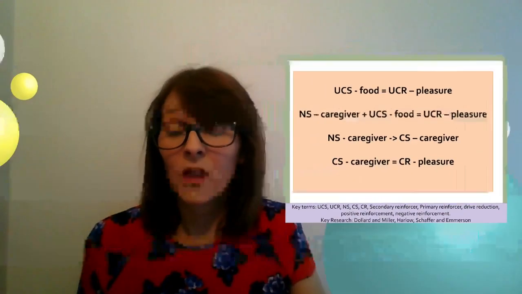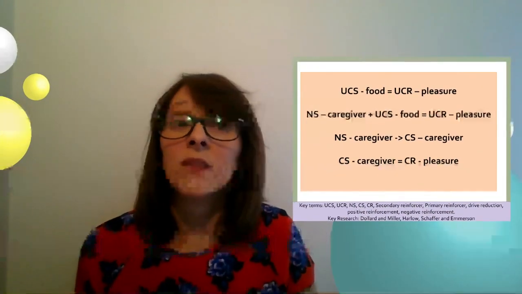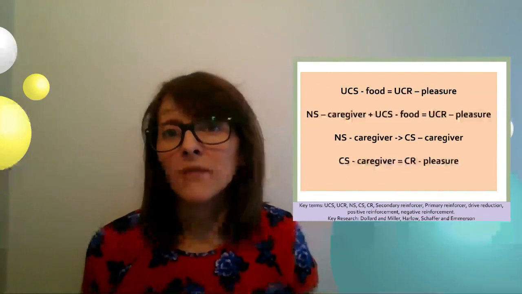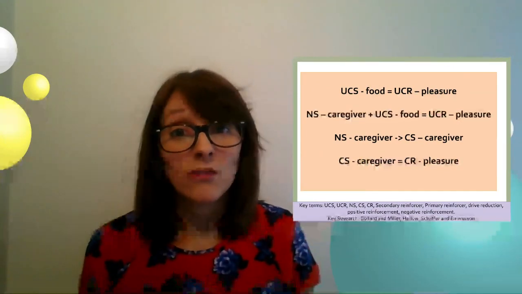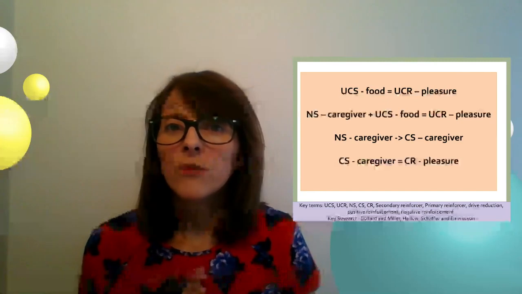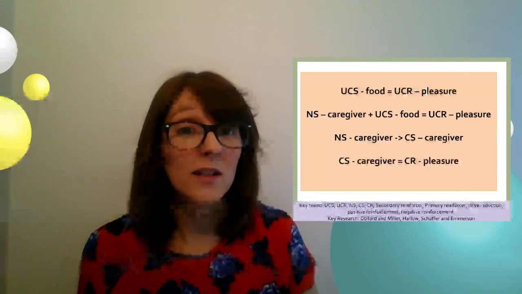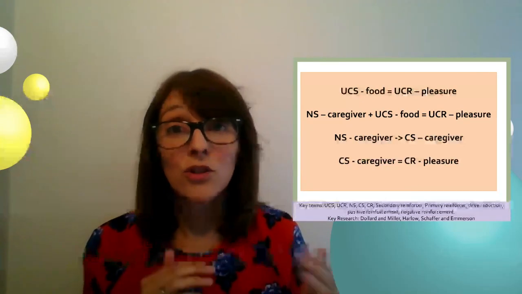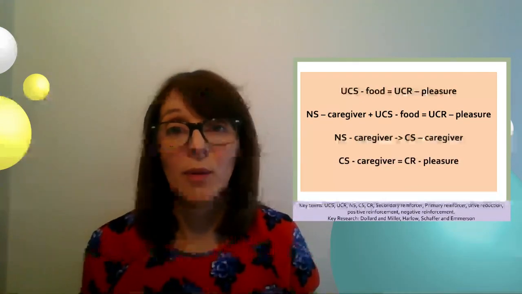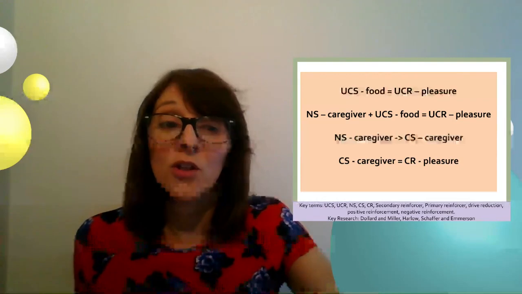Okay? I find it easier to remember it as an equation than as a paragraph. It's up to you which one you revise. As long as you can recite it in the exam, whether you draw it down like an equation or whether you write it out as sentences, it doesn't matter, as long as you get the correct bits in the right place. Okay? So, to recap classical conditioning, it's an association that happens between the caregiver and the food.